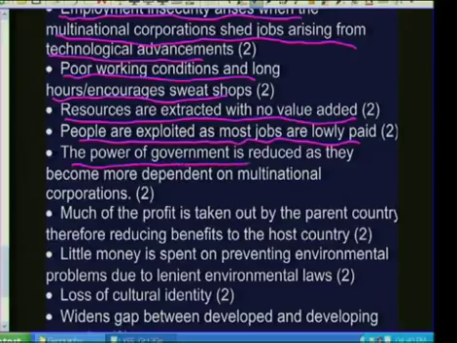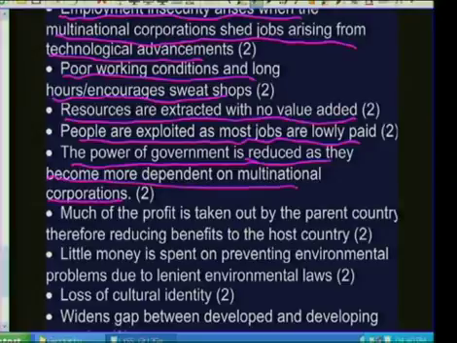Power of government is reduced as they become more dependent on multinational corporations, where those corporations dictate to the government how things should be, or threaten that they will leave and take away their investment. So that was relating to two ways. If you gave two ways, explained like this, it is fine. All right? Let's go to the next page.